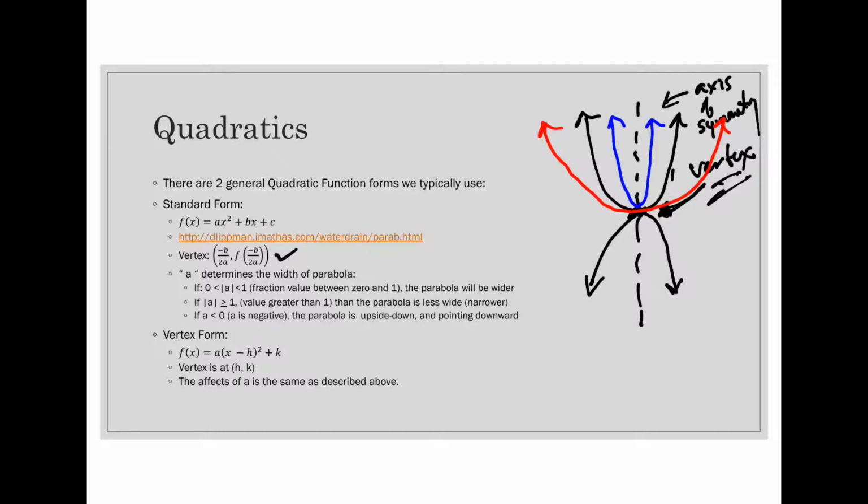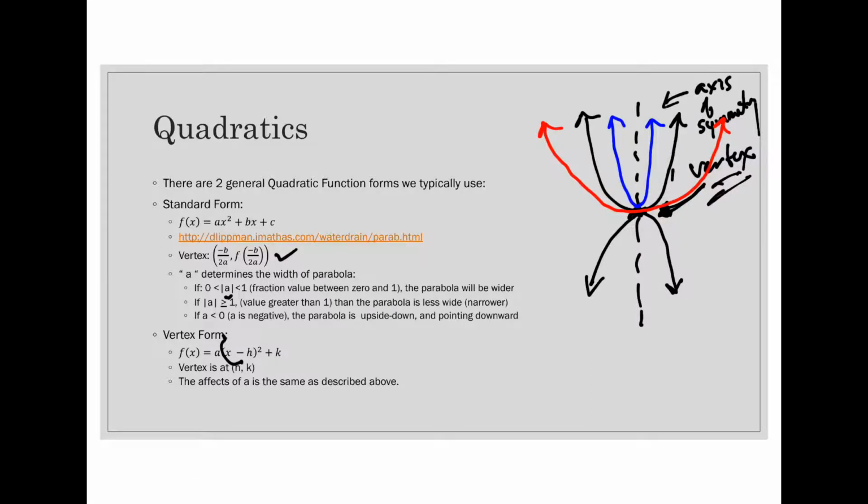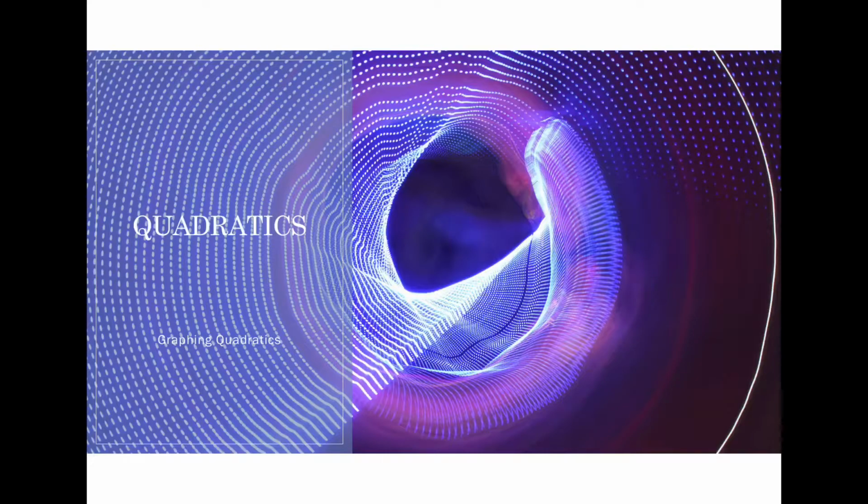And then when a is positive... actually, I'm going to go down one more than that. If a is less than 0, so it's negative, this is when we have the upside down facing parabola like we have over here.